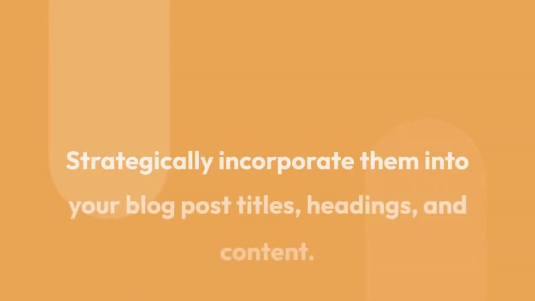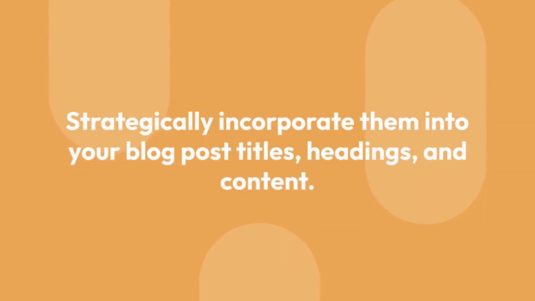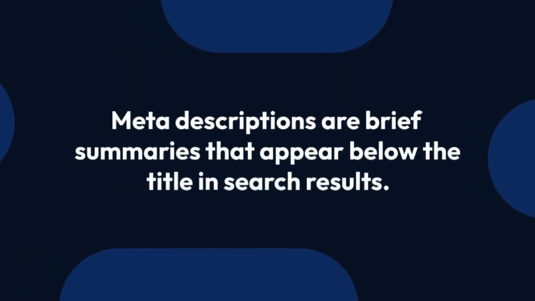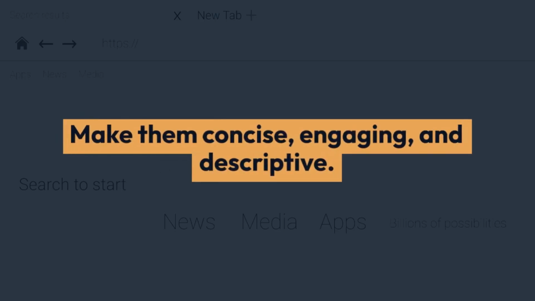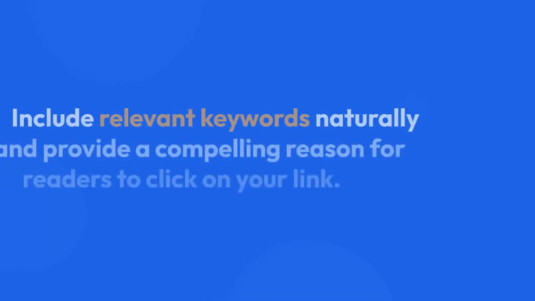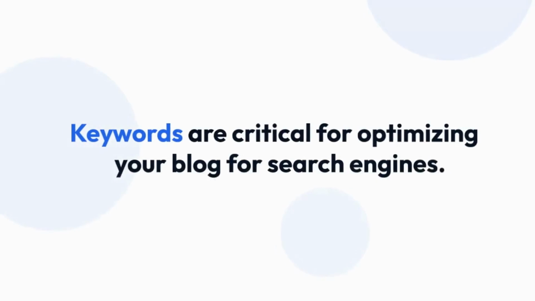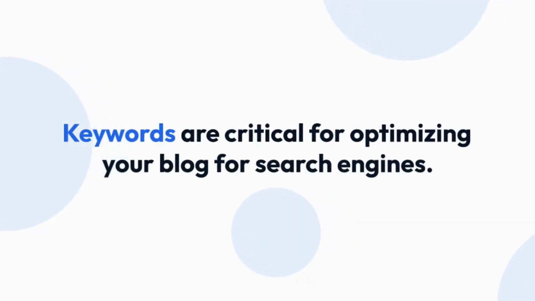When it comes to optimizing your blog for search engines, keywords play a critical role. These are the words and phrases that people use when searching for information online. By incorporating relevant keywords into your blog posts, you increase the chances of your content appearing in search results when people look for related topics.